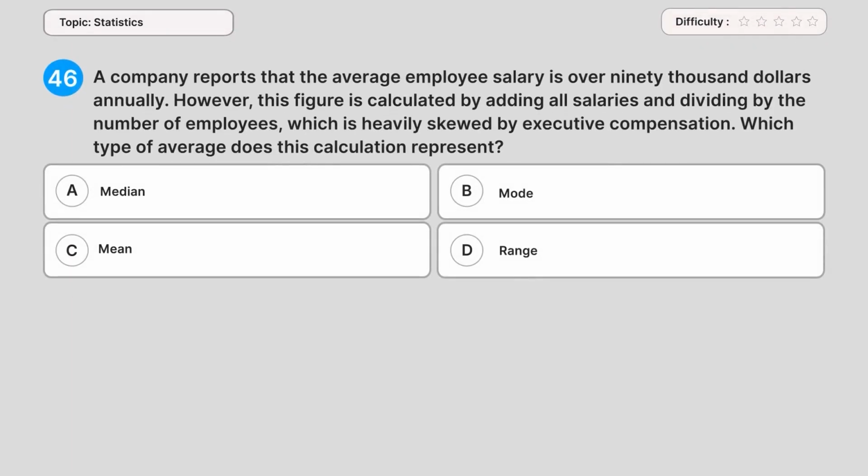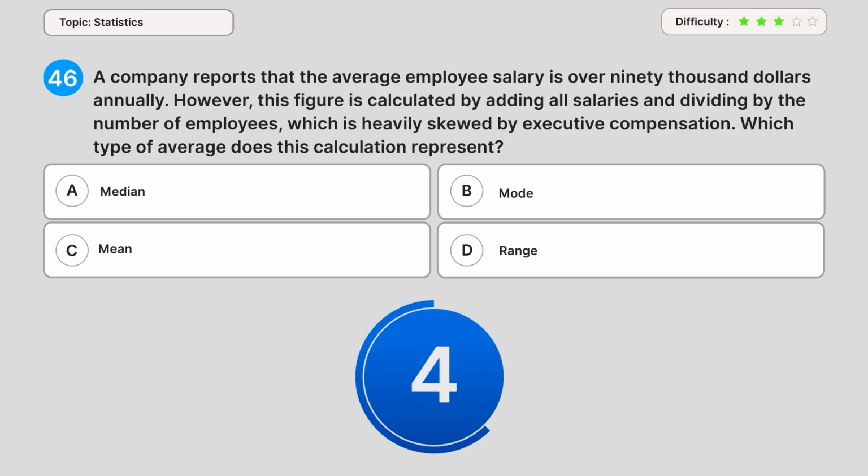46. A company reports that the average employee salary is over $90,000 annually. However, this figure is calculated by adding all salaries and dividing by the number of employees, which is heavily skewed by executive compensation. Which type of average does this calculation represent? A. Median. B. Mode. C. Mean. D. Range. Can you guess the answer?